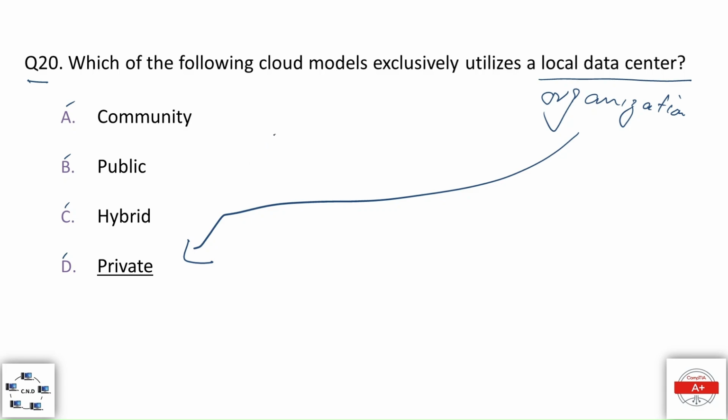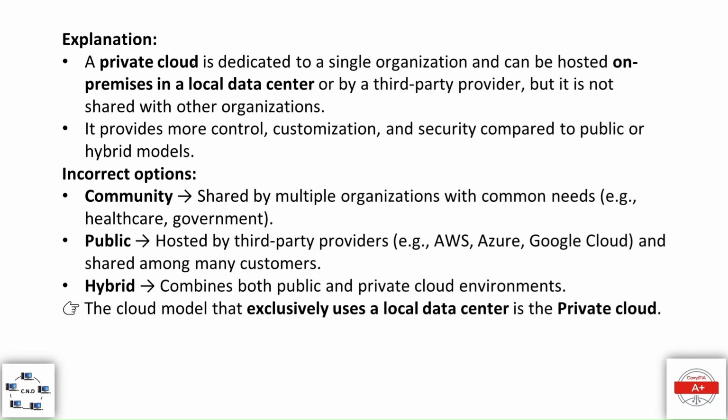Unlike other cloud models such as AWS or Azure or Google Cloud that provide public cloud services, the organization can create their own private cloud by deploying the data center locally for their sensitive and private data. So the explanation is, a private cloud is dedicated to a single organization and can be hosted on premises in a local data center, or also by a third party provider, but it is not shared with other organizations.